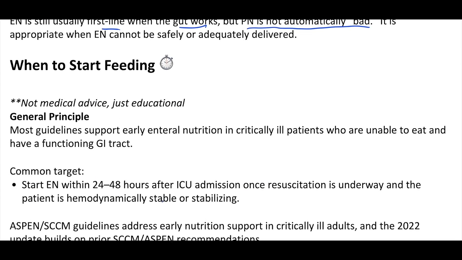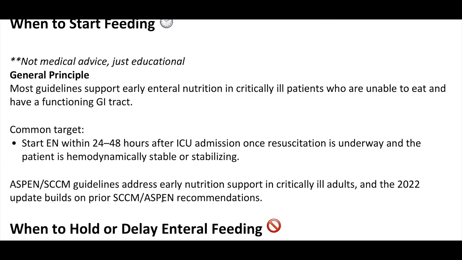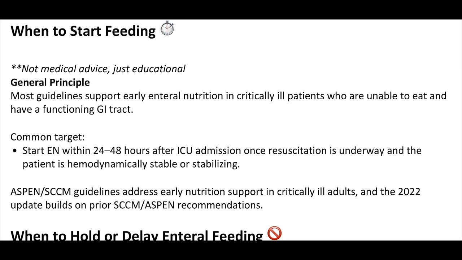All right, when to start feeding. Remember, this is not medical advice, it's just educational, but the general principle here is that most guidelines support early enteral nutrition in critically ill patients who are unable to eat and have a functioning GI tract. But what does that mean? The common target here is to start enteral nutrition usually within 24 to 48 hours of ICU admission. This is though after resuscitation is underway and the patient is improving from a hemodynamic standpoint. We'll get more into that.